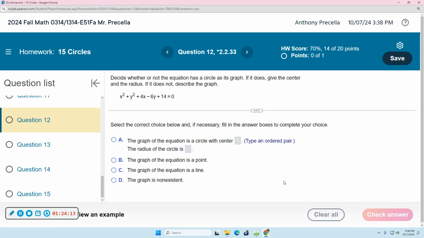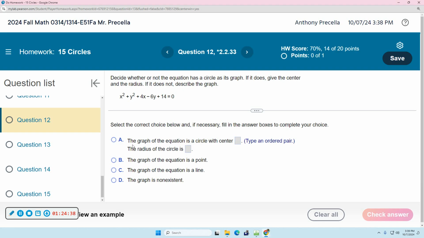If the radius turns out to be 0, then you would have option B, the graph is just a point. If the radius turns out to be imaginary, then you don't have a graph. There is no graph. Now, whoever programmed this was trying to sound fancy. That would be response D. The graph is non-existent. In other words, there's no graph.